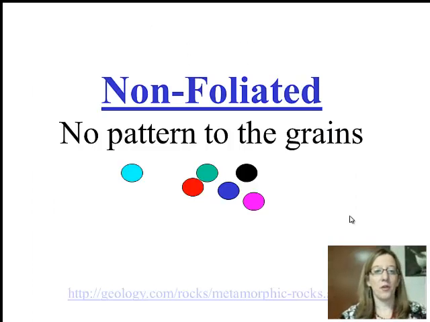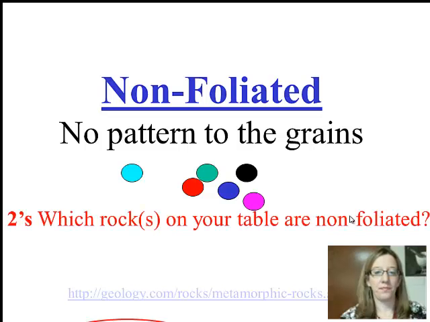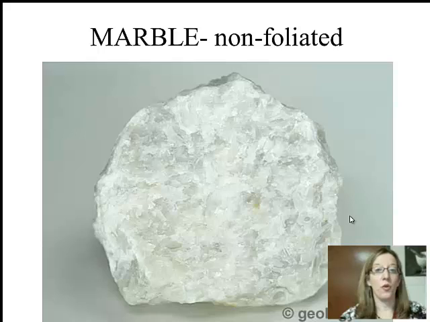And then non-foliated is when there is no pattern to the grains. They're just very random, spread out. An example would be marble. Marble is a non-foliated metamorphic rock. And when you look at that rock, you don't see layers, you don't see a pattern. It's just very random.